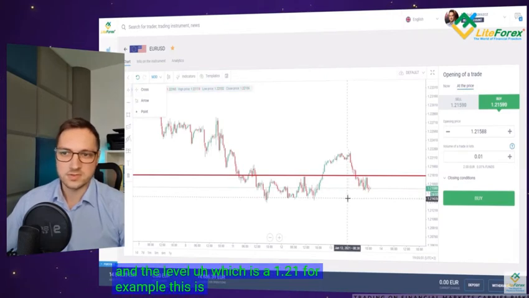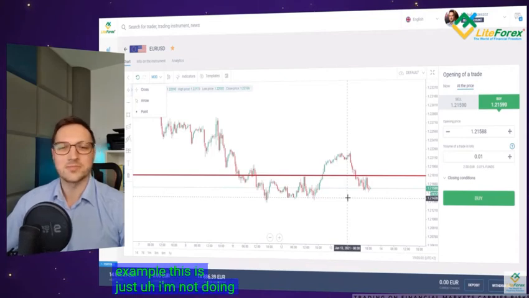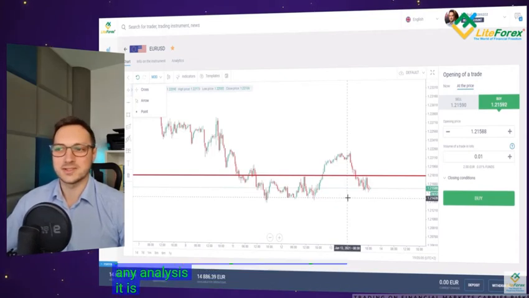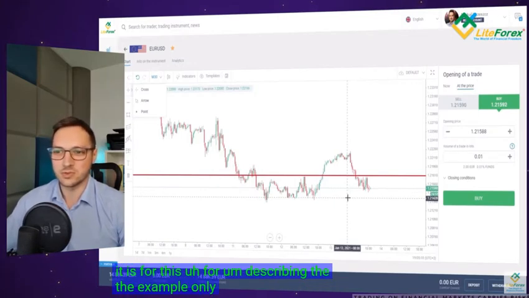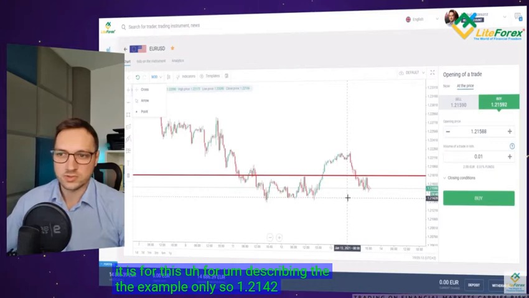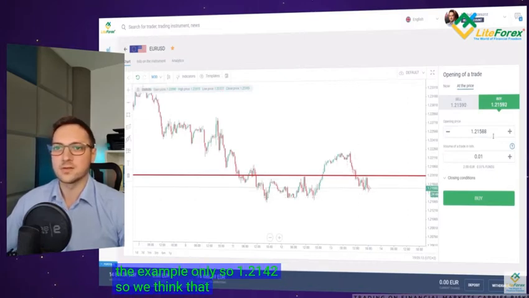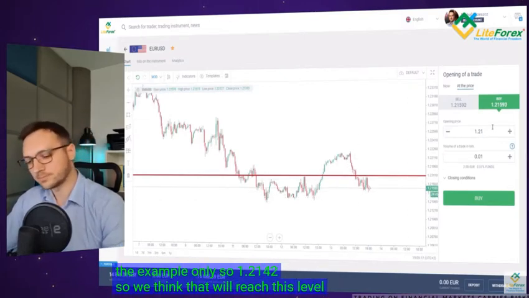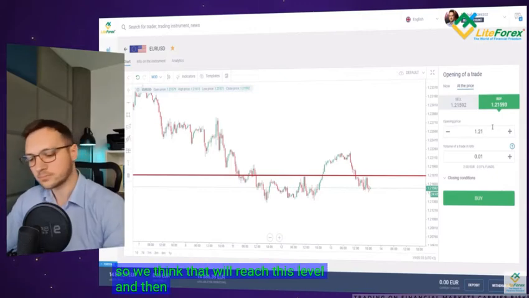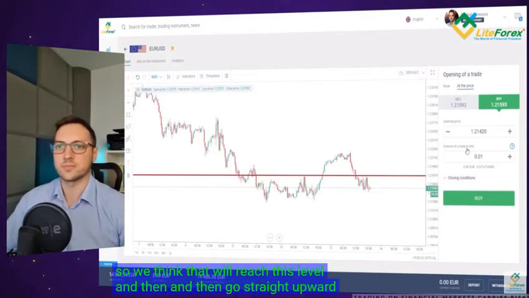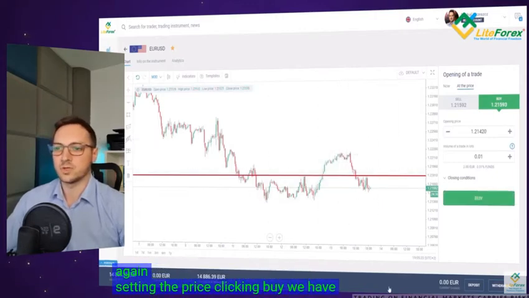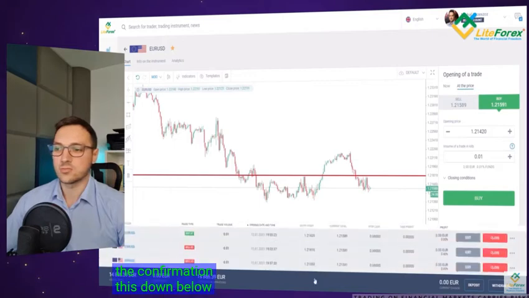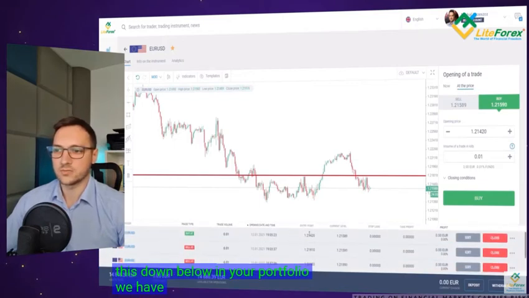For example, I'm not doing any analysis here. It is for describing the example only. So 1.2142. We think that it will reach this level and then go straight upward. Again, setting the price, clicking buy. We have the confirmation. It is down below in your portfolio. We have 1.2142 and it is buy at.